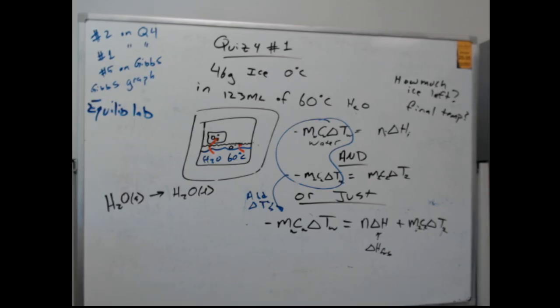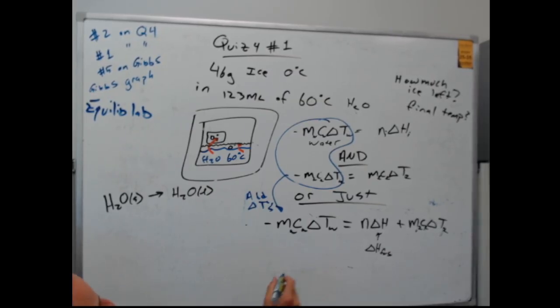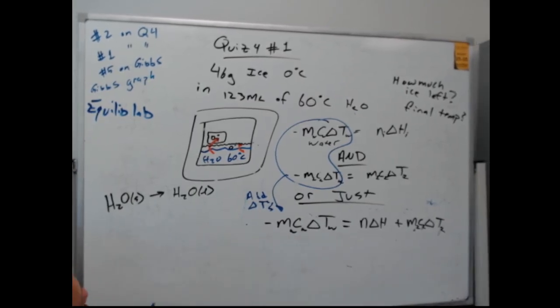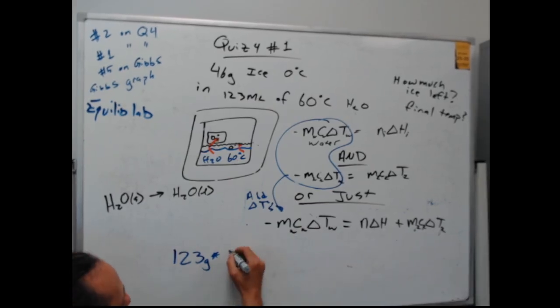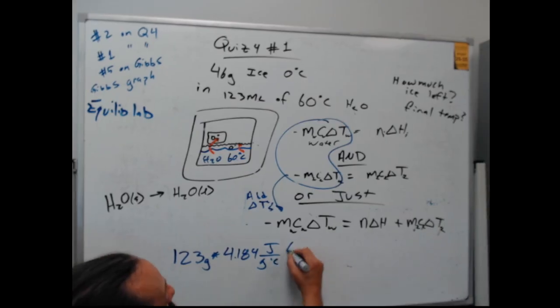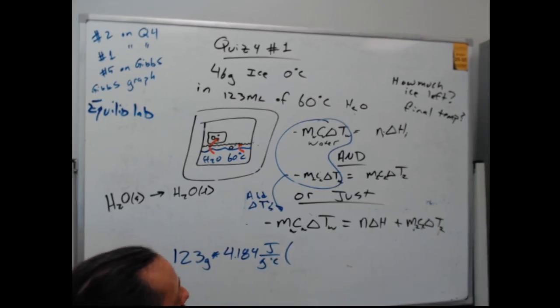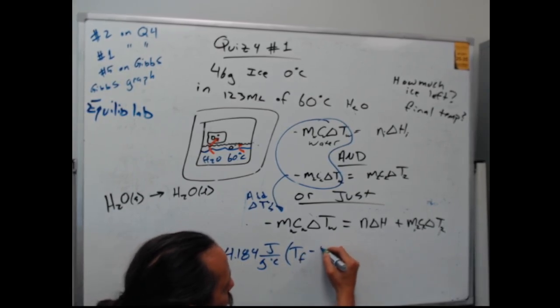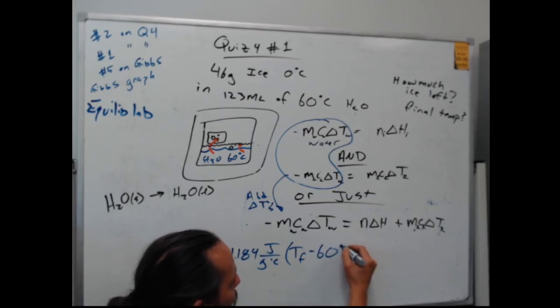So at this point, I'm going to switch to blue to be dramatic. We're just going to start plugging in different things. Since it's water, I know the density of water is going to be 1 gram per milliliter. My heat capacity is going to be 4.184 joules per gram degrees Celsius. My delta T is going to be final minus initial, where I don't know T final, but I know T initial is 60 degrees Celsius.